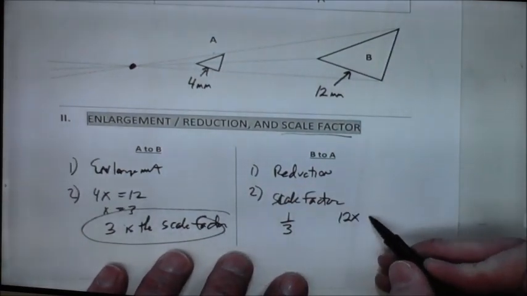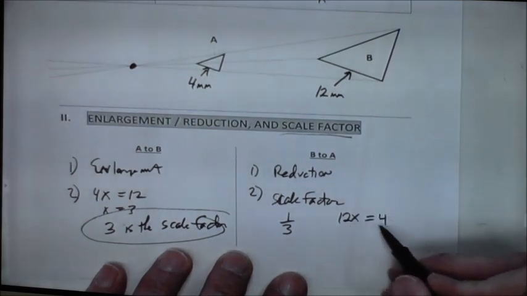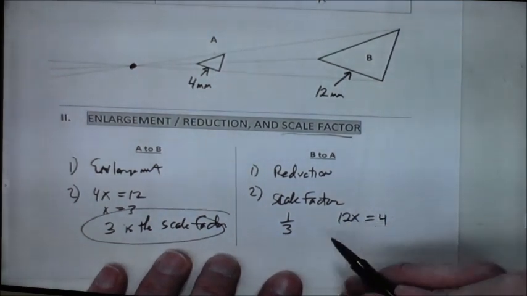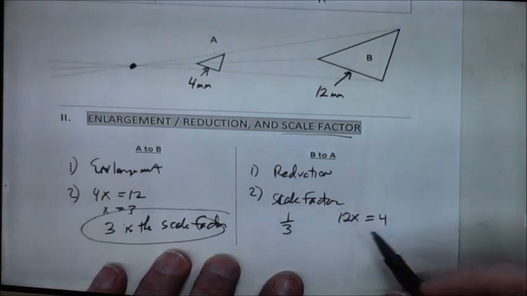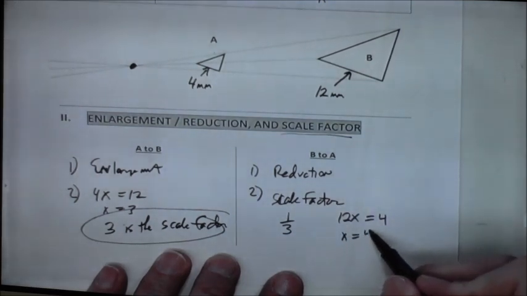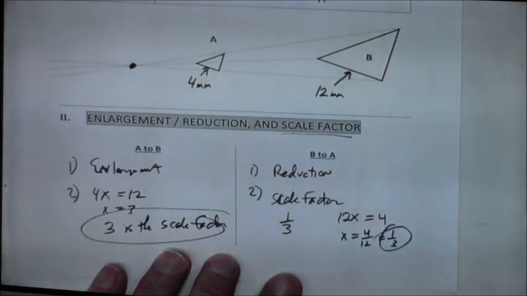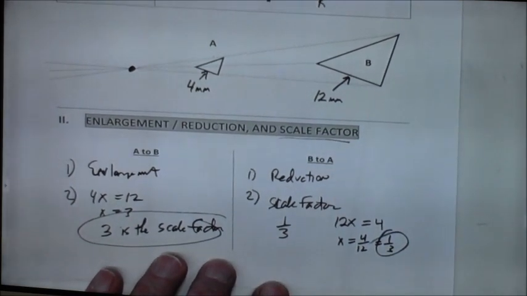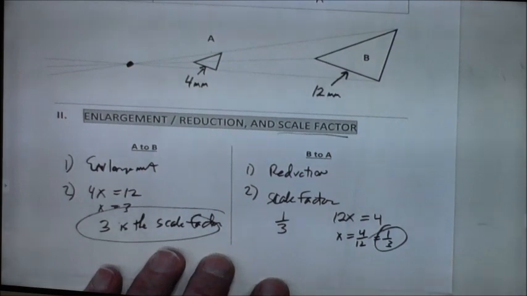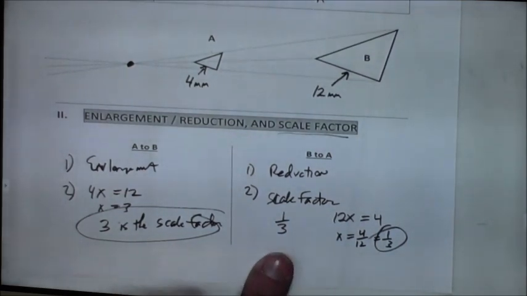Because you're doing 12 times x equals 4. That's why doing this little thing would be the way of making sure you get it right. When you divide by 12, you get 4/12, which is 1/3, and that's your scale factor. Be careful about that. Okay? Don't pick a scale factor, or don't do a division in this case. That's really the only tough thing on this.